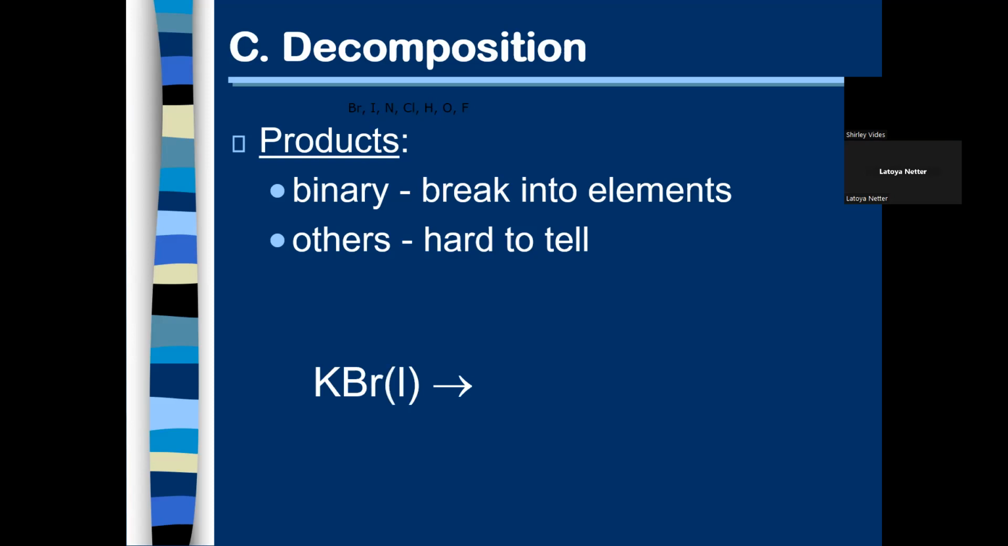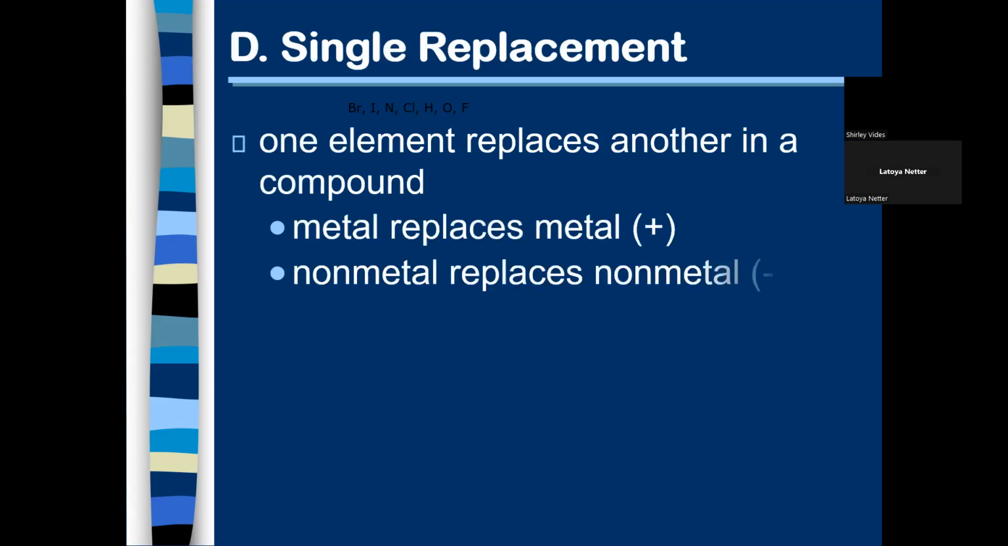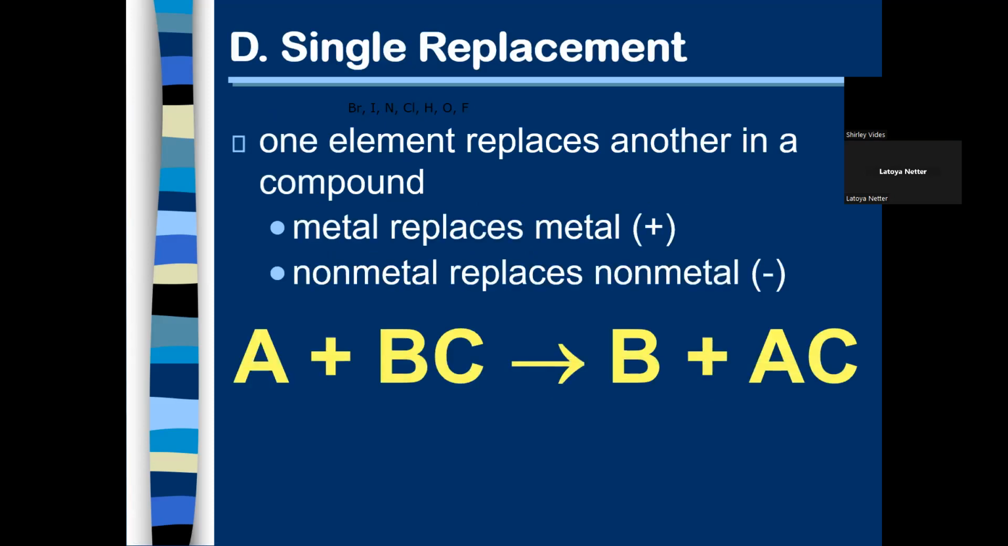But in this case, KBr, it's a binary. So you're going to get potassium and bromine. And see, there's bromine doubled, just like this one up here. Bromine. And then you just balance.